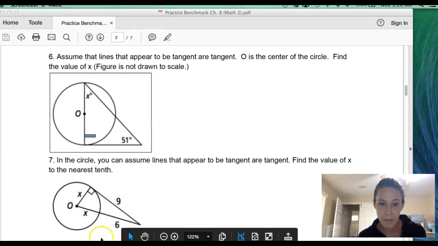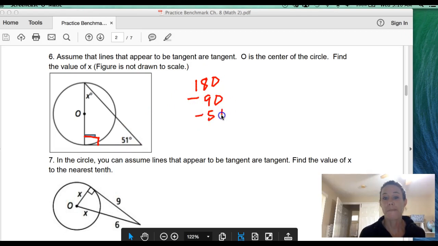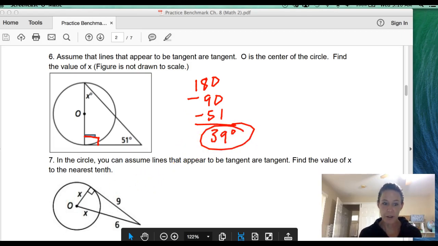And it's not letting me draw. Let's try that again. This should be 90 degrees right here. So I can easily find the value of x because it gave me this was 51. 90 plus 51, and then I'm going to subtract that from 180. And I'm going to get 39. So x is 39 degrees and you're finished.